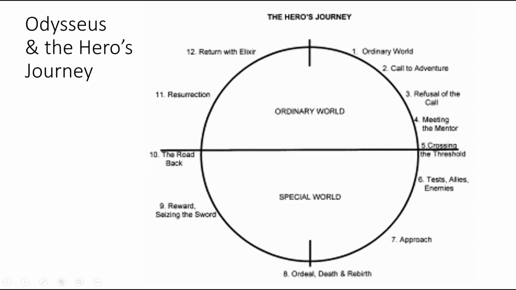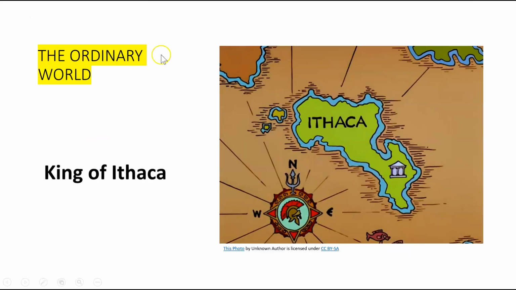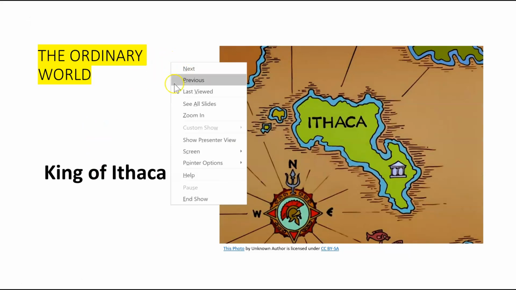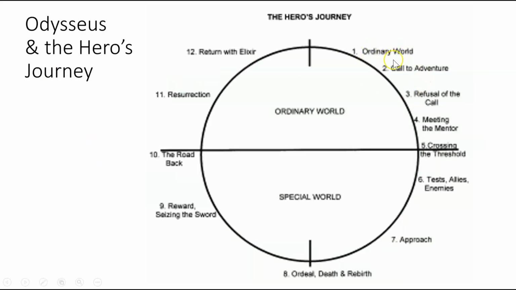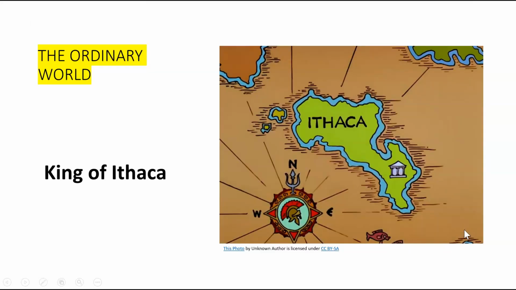Maybe. There we go. The ordinary world. So again, we are following the cycle here all the way around. So let's go to the ordinary world. For Odysseus, it's king of Ithaca. Here is his little home. He is king of Ithaca. He is happy there in his home.